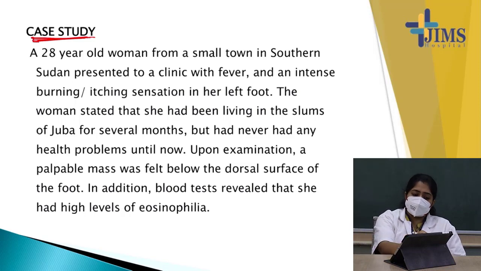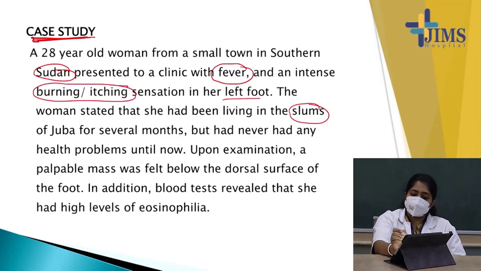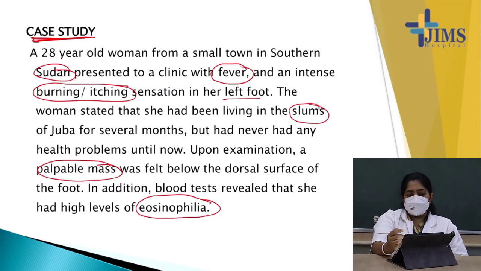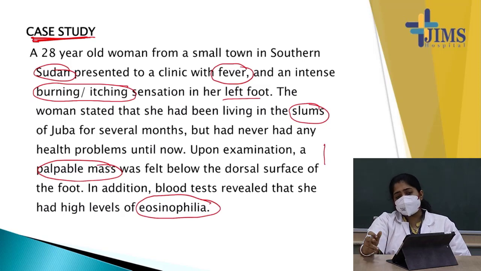So, she is a resident from a small town in Sudan. She lives in slums. She is presenting with fever, intense itching and burning sensation on her left foot, and on examination we find a palpable mass below the dorsal surface of the foot, and the blood test revealed a high level of eosinophilia. So, we have so many things to consider, and I think from this case you can easily suspect what she is suffering from. So, your line of treatment and the investigations will be in that direction.